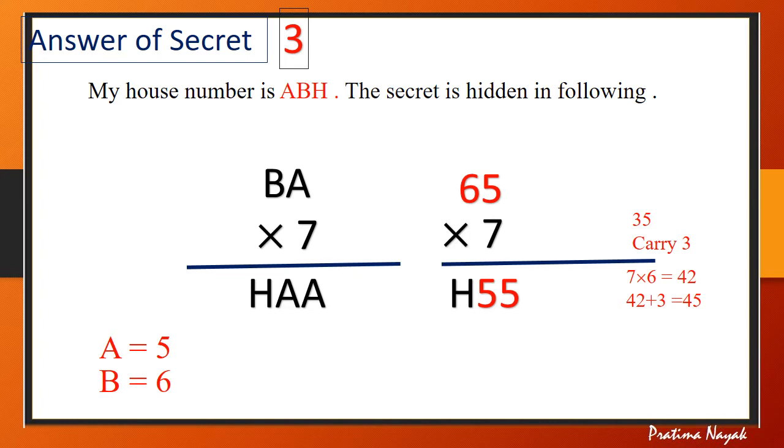So now it is easy to find H. 7 times 6 is 42, plus 3 is 45. So H must be 4. H is 4. So what is ABH? A is 5, B is 6 and H is 4. What is my house number? 564.